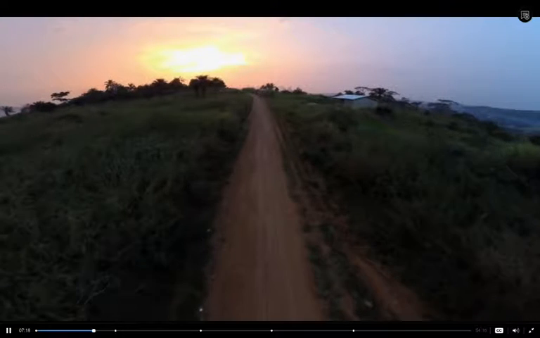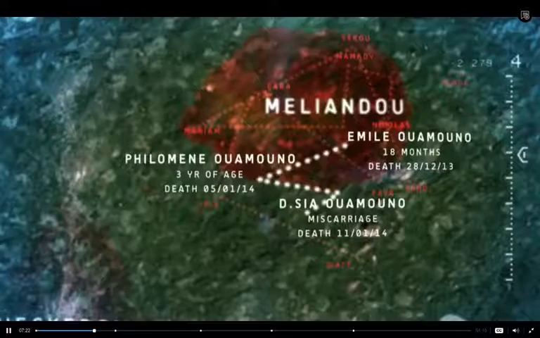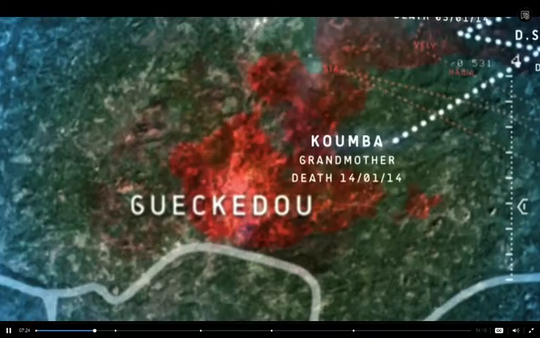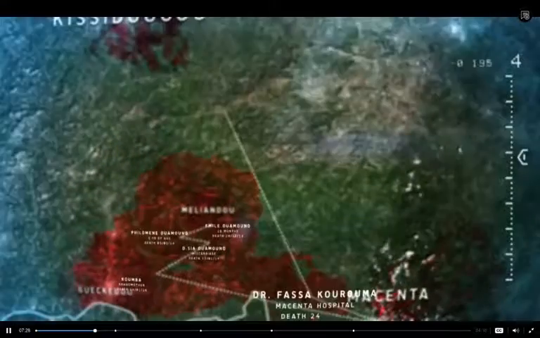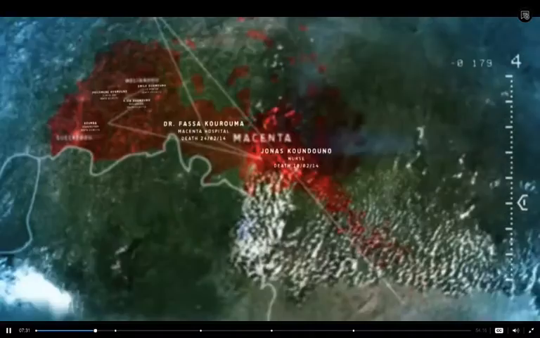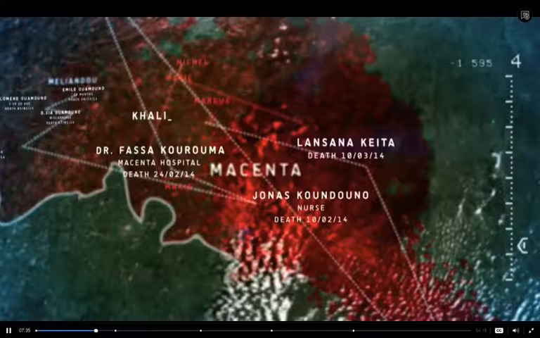The next victim, Emil's grandmother, left the village to seek treatment. She infected a nurse at a local hospital. The sickness began to spread across the forest region of Guinea, but for 3 months was mistaken for cholera and malaria.